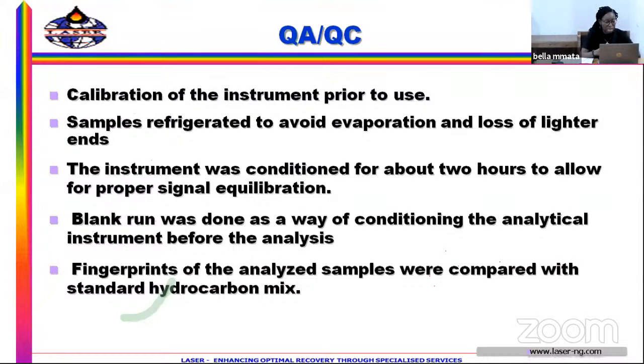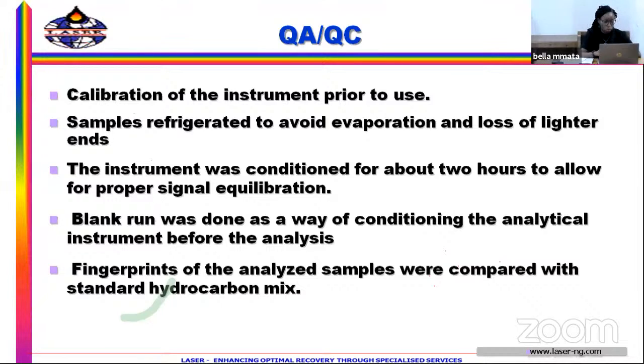So fingerprints of the analyzed samples were compared with the standard hydrocarbon mix, and that's the essence of having a retention time and using a retention time. When you have the calibration standard that is analyzed first, and then you analyze the end members, you'll be able to say, okay, this is the retention time for this particular component. So these are the things that were done in the laboratory to be able to assure the quality of data outputted.